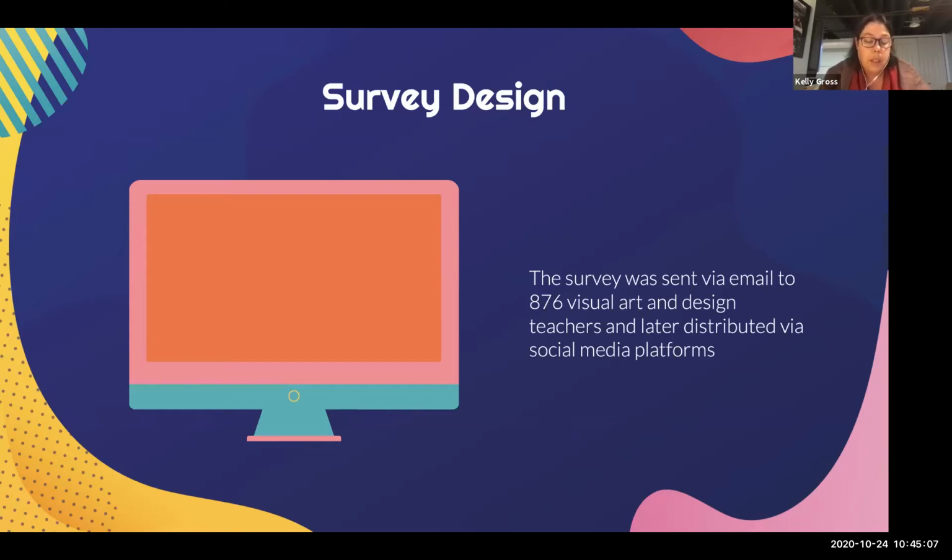In the spring of 2020, a digital survey was sent to art teachers in Illinois. Initially, the survey was sent via email to 876 teachers and later distributed via social media platforms. The survey received an initial 163 full responses, of which 12 were from social media. Therefore, the response rate for emails was 17.2%. However, only 153 participants identified as teaching visual art or design to PK through 12 students, and therefore the results from the study are from a sample size of n equals 153.